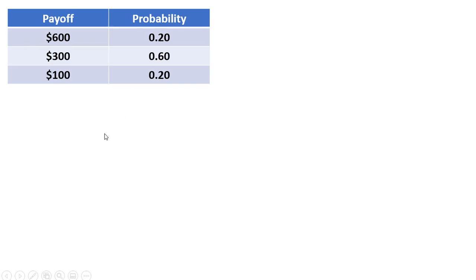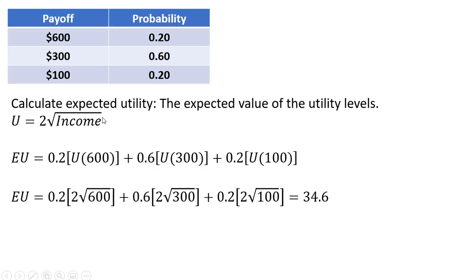The last thing we'll do is we're going to calculate expected utility, the expected value of the utility levels. So here is our utility function, and the expected utility is going to be 0.2 times the utility function evaluated at a payoff of 600, then 0.6 times the utility function evaluated at $300, and finally 0.2 times the utility function evaluated at $100. So here is our utility function, plugging in 600 for income.